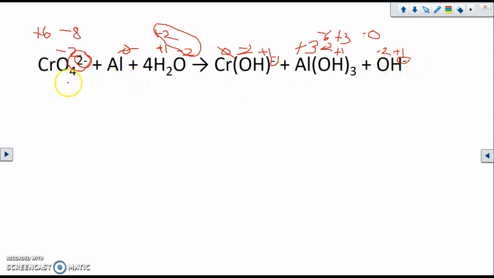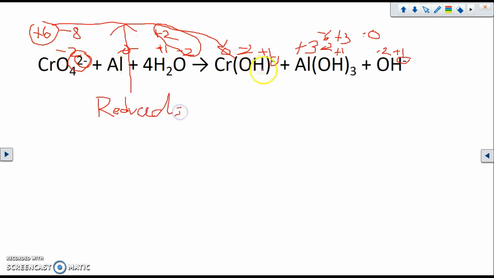Now we need to find out which species is being reduced and oxidized. So chromium, folks, went from +6 to 0. That means you're becoming more negative. You are gaining electrons, so you are being reduced. In this case, it has gained 6 electrons.